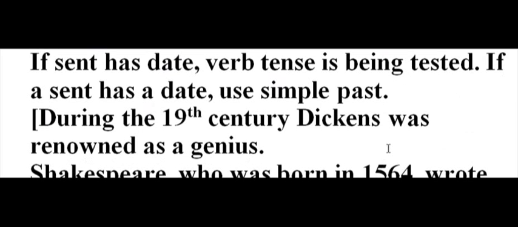Okay, if a sentence has a date, the verb tense is being tested. Makes sense, right? Because if a sentence has a date, obviously it's talking about a time period, and we're testing the tense of a verb, because like I said in the introduction, the tense is simply the time period of the verb. If a sentence has a date, you have to use the simple past.